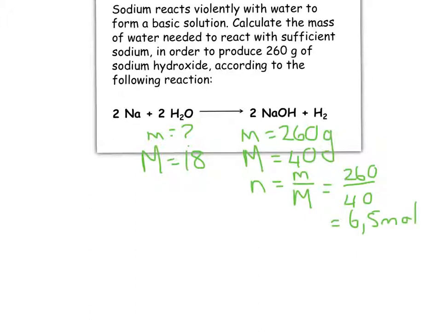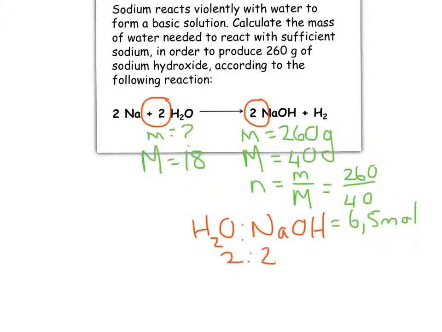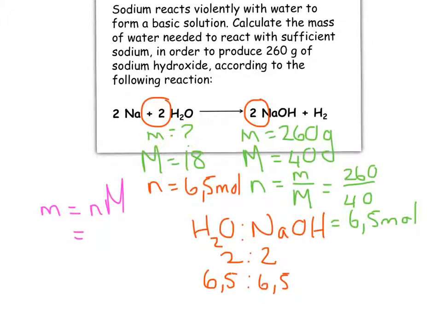What is the relationship between the number in front of sodium hydroxide and in front of water? I make sure I do a ratio between the two, and it is 2 is to 2, which is the same as 1 is to 1, and if it's 6,5 in the sodium hydroxide, it will be 6,5 in the water. So my number of moles of water is 6,5 moles. If I'm now looking for a mass of water, mass is equal to number of moles times molar mass. My number of moles is 6,5, my molar mass is 18, and I land up with an answer of 117 grams of water.